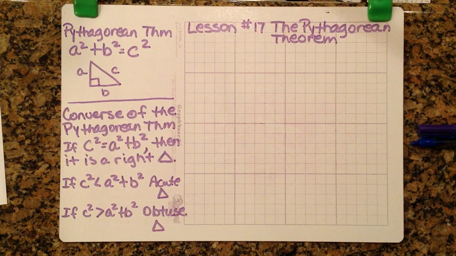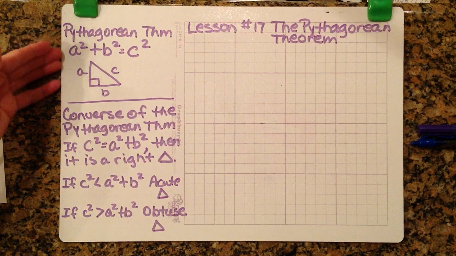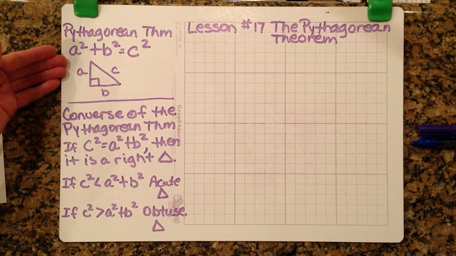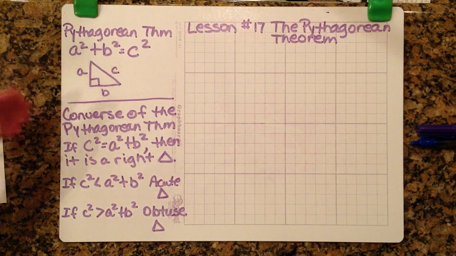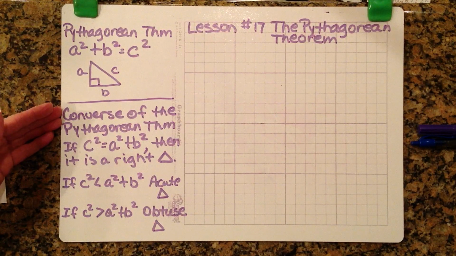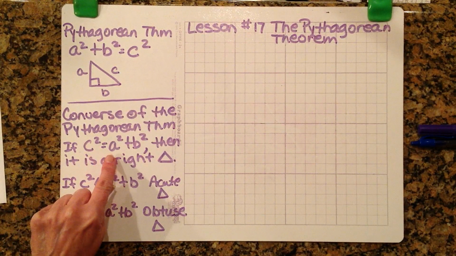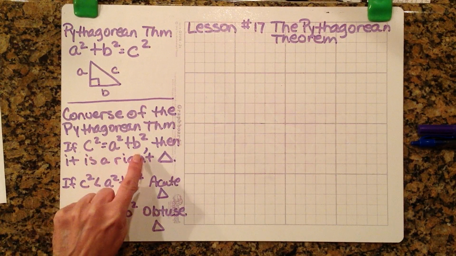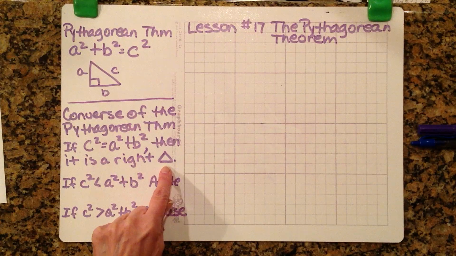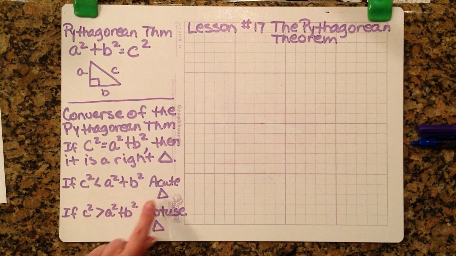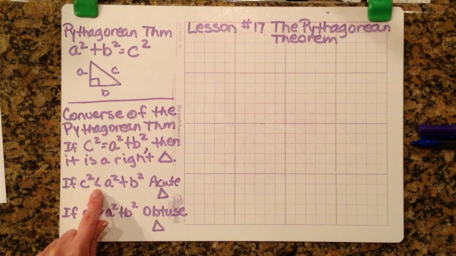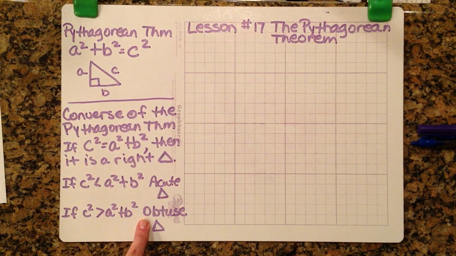Okay, our concepts that we're going to go over today are the Pythagorean Theorem, and we'll do several examples on the theorem today to get you familiar with that. We're also going to talk about the converse of the Pythagorean Theorem, and we're going to talk about when you do your values, if c squared is equal to a squared plus b squared, it's going to be a right angle, or it could be an acute angle if it's less than, or it could be an obtuse angle if it's greater than.